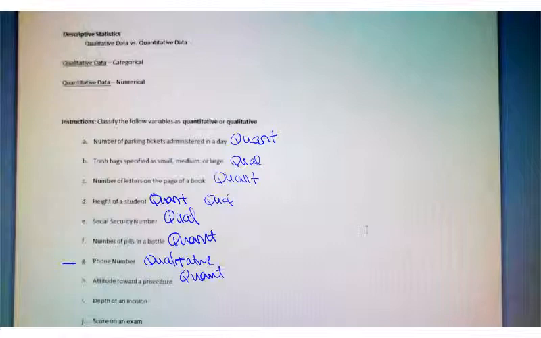Attitude towards the procedure. But again, this is an interesting one. Oh, excuse me. This is actually qualitative. Attitude towards a procedure. If you're thinking good, bad, indifferent, certainly that is categorical in nature, and that makes it qualitative.